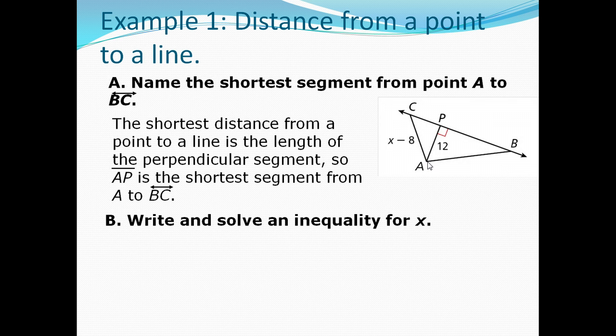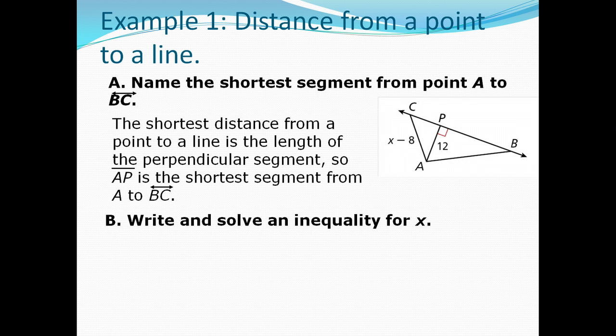If we were to travel from A to C, we would see that this is even visually longer than AP. And of course, AB is much longer than both of those. So your answer would be BC. AP is the shortest segment to BC.